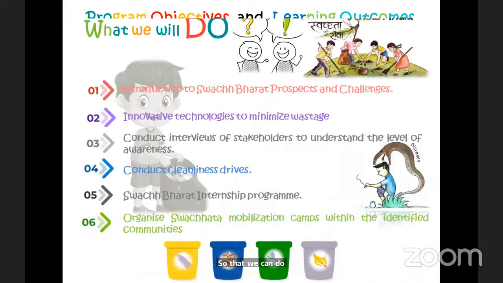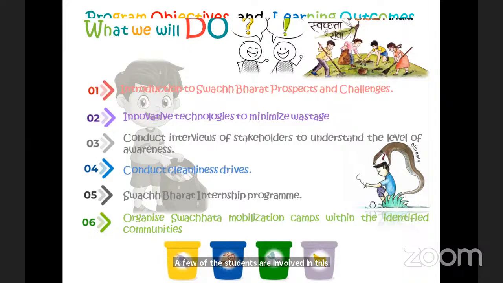And basically, this is the important thing we will do in this particular paper. We will do some introduction to the Swachh Bharat perspectives, and we will learn innovative technologies to minimize waste. Conducting interviews and understanding the level of awareness people have, and we will do an awareness program also. Conducting cleanliness drives, Ganga cleanliness drives or river cleanliness drives. We have already done that in the last 2 years. A few of our students are involved in this.